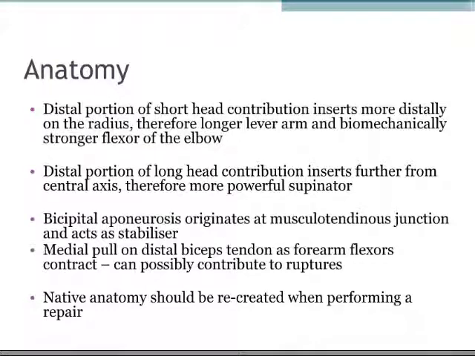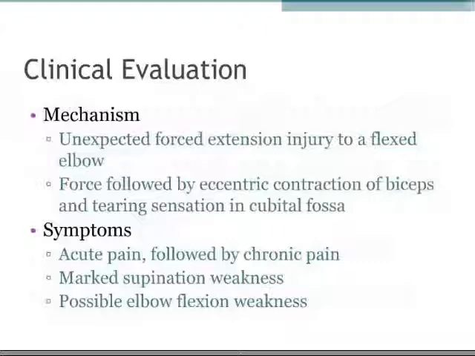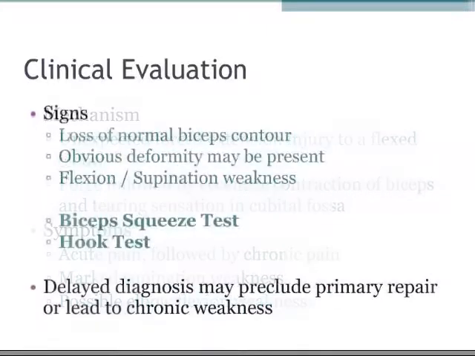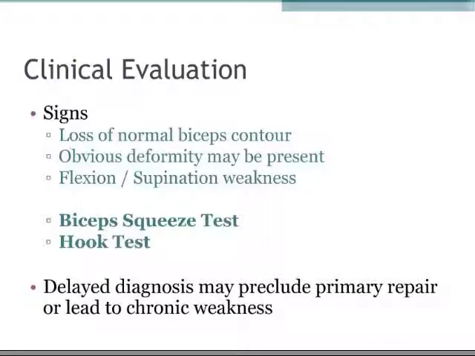Going back to clinical evaluation, so usually the mechanism of a distal biceps tendon rupture is an unexpected forced extension injury to a flexed elbow, and the force is followed by an eccentric contraction of the biceps, a tearing sensation felt by the patient in the cubital fossa, symptoms of acute pain, then followed by chronic pain, with marked supination weakness being common. Clinical signs that may be seen: loss of normal biceps contour, an obvious deformity may be present in some patients, and flexion and supination weakness on clinical examination.